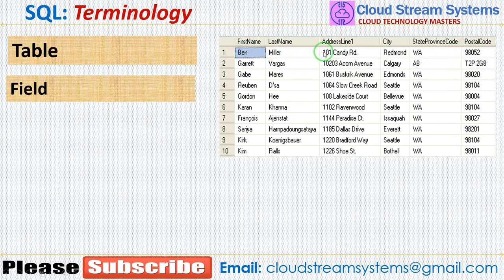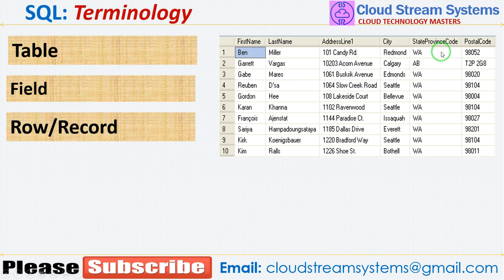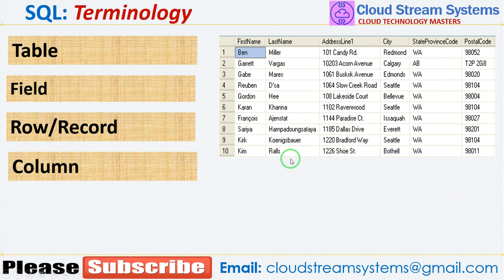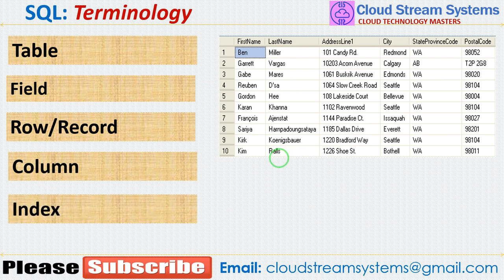Here you see horizontal ones. So this entire row of data you will call a row or a record. Similarly the vertical ones, whatever you see vertically, the entire vertical column, you will call columns. And as you know, in order to maintain a relation between two tables, you will be considering a primary key.